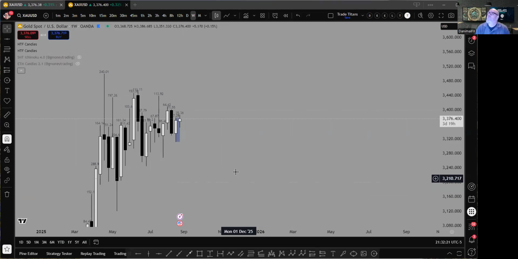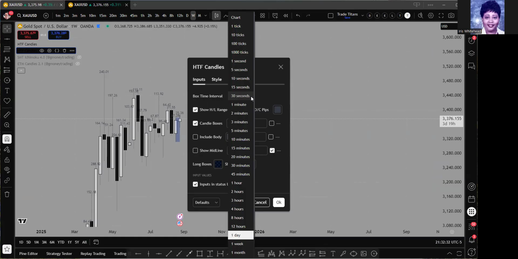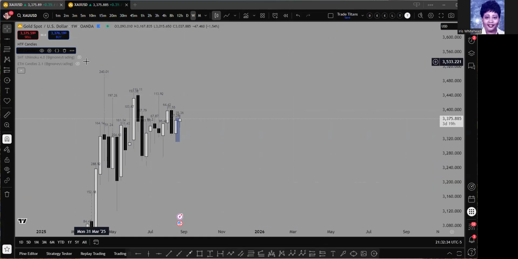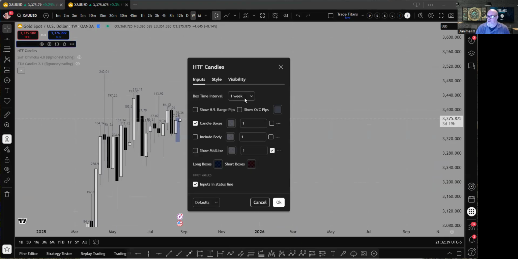So you go into weekly, go to HTF settings and just change the time interval: the first one, the day, to 1 day, and the second one you're going to set to 1 week. Yep. And that's it. Simple as that, Miss Iris.